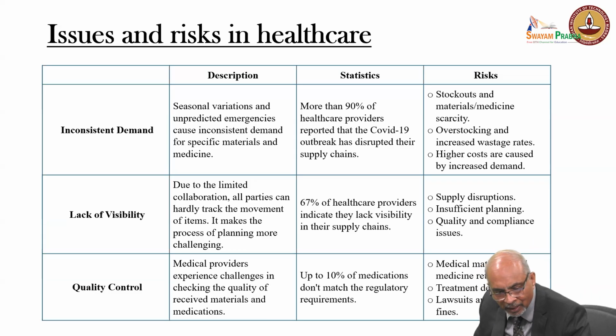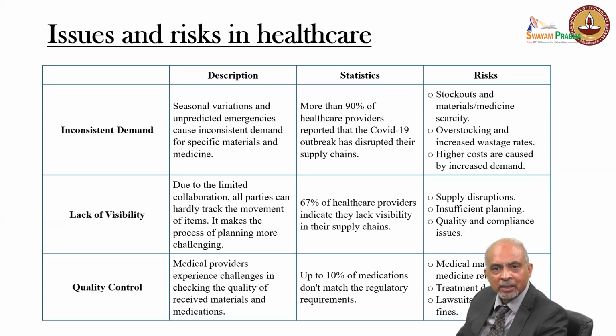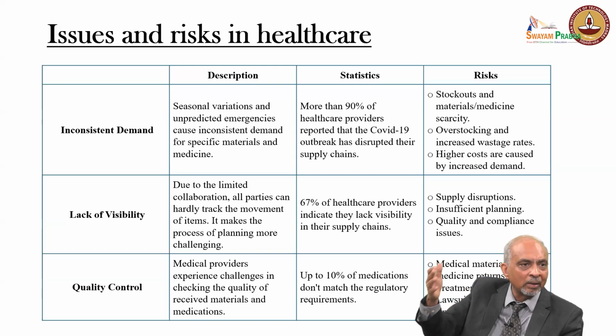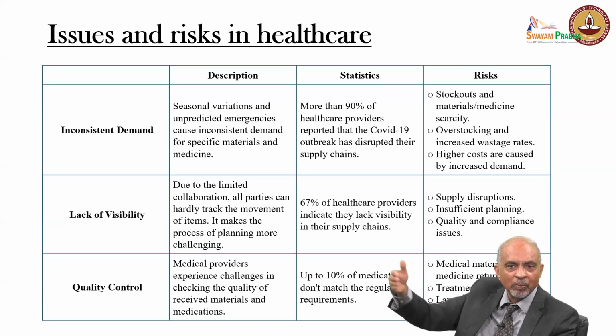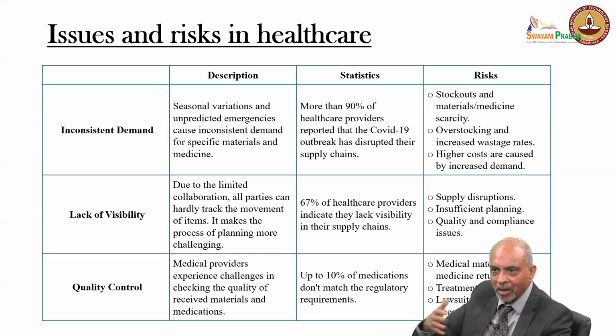Another issue we said about healthcare is lack of visibility, which is mostly about how parties collaborate. If people are competing and not collaborating, then sharing is always going to be difficult, and so transparency also becomes difficult. So parties cannot track movement of items. It makes the process of planning more challenging. I talked about CPFR, collaborative planning, forecasting, and replenishment. If both Procter and Gamble and Walmart did not agree to do this and collaborate, the rest of the things are not going to happen.